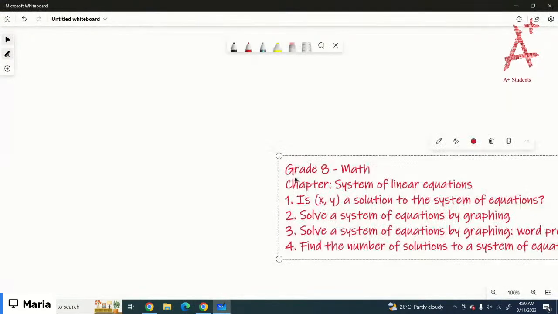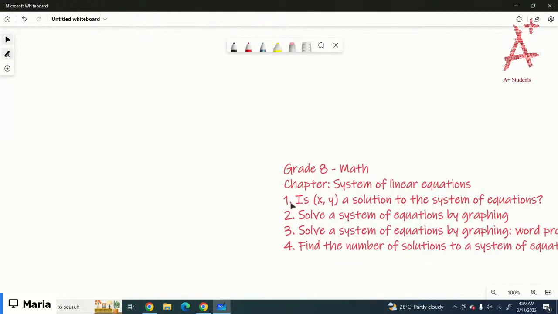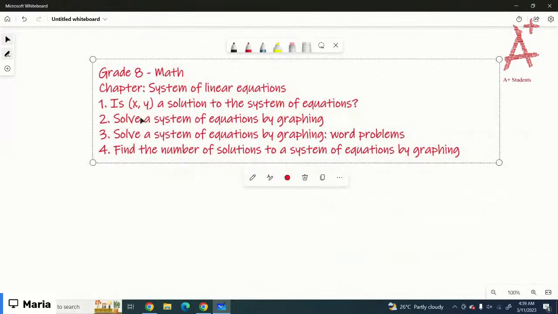So we were working on grade 8 maths. The chapter we were working on is system of linear equations. And the lessons we have covered today are: is (x, y) a solution to the system of equations, solve a system of equations by graphing, solve a system of equations by graphing word problems, and find the number of solutions to a system of equations by graphing.